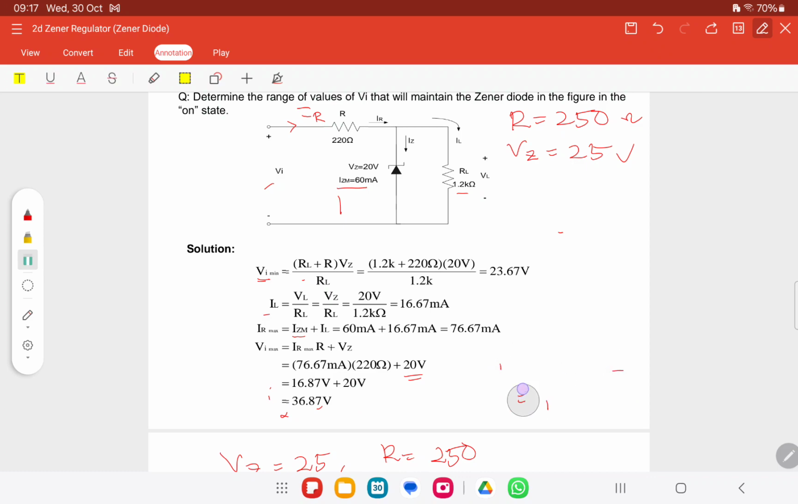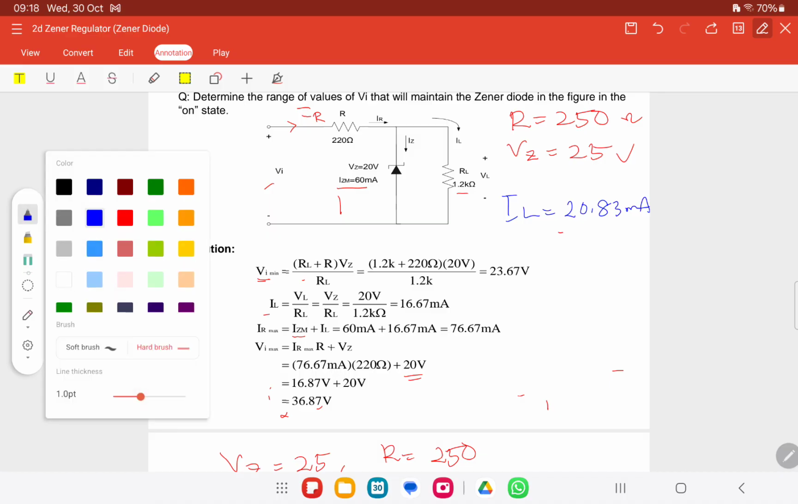Berapa IL dia berapa? IL 25 over 1.2. Tak cantik lah value dia. 24 cantik sikit kan? Tak apalah, buat je. Berapa? IL equals to VL over RL equals to VZ over 1.2k, 20.83 milliampere. Okay, so next one nak cari apa pula?